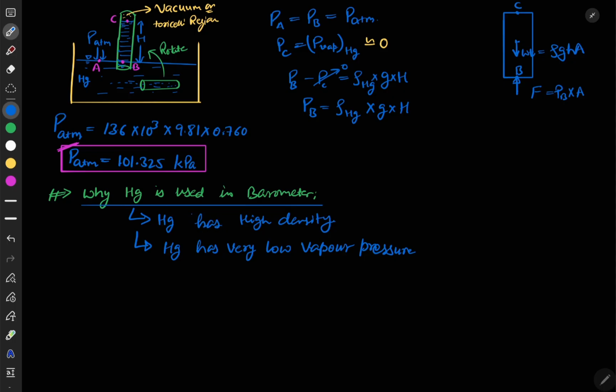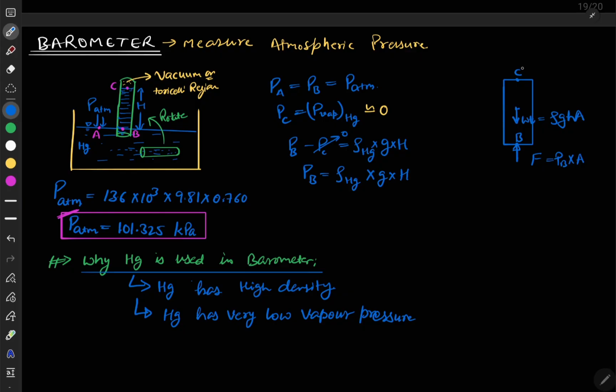What does high density mean? High density means that the height of the fluid column will be less. For water, the height of the fluid column required to measure the atmospheric pressure is 10.3 meter, so 1 atmosphere is equal to 10.3 meters of water column. If we use this in a barometer, we have to keep a tube of length 10.3 meter, which is not accessible in the labs. So we generally use Hg. And with very low vapor pressure, if there were vapor pressure, we would have to consider PC also. Here the calculations are direct, and there is no loss of the mass.